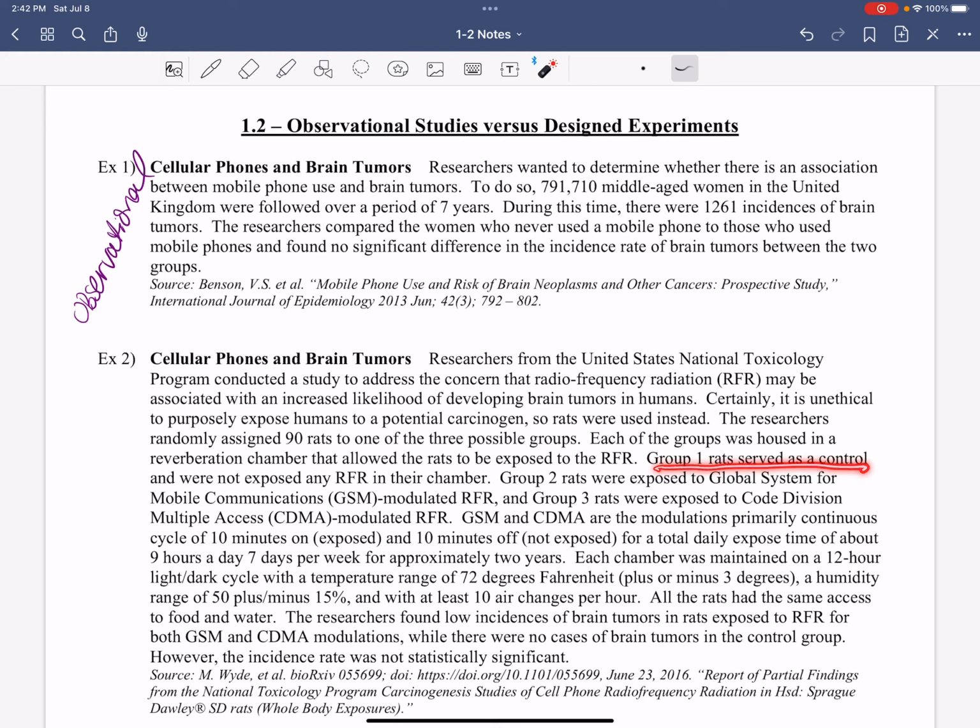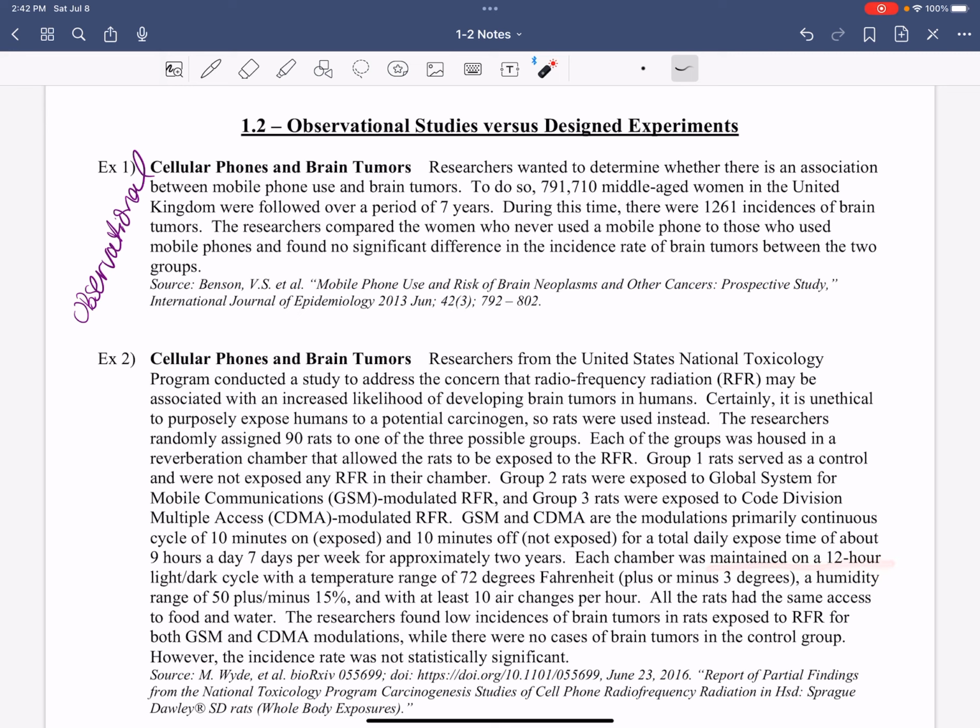Group 1, control group. They didn't have any. Group 2 was exposed to a specific type of RFR, which was GSM. Group 3 was exposed to a specific type of RFR, which was CDMA. So both of these types of radiation were performed 10 minutes on, 10 minutes off, for a total daily exposure of 9 hours a day, 7 days a week, for 2 years. Now, do you see what's happening here? How designed is this? Like very specific.